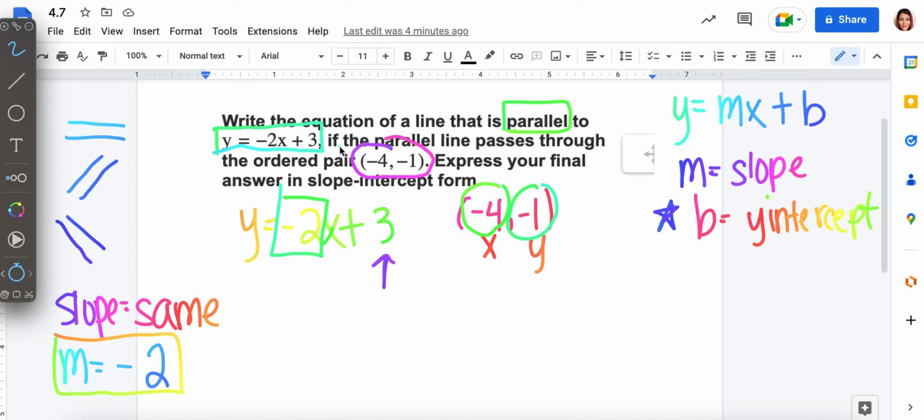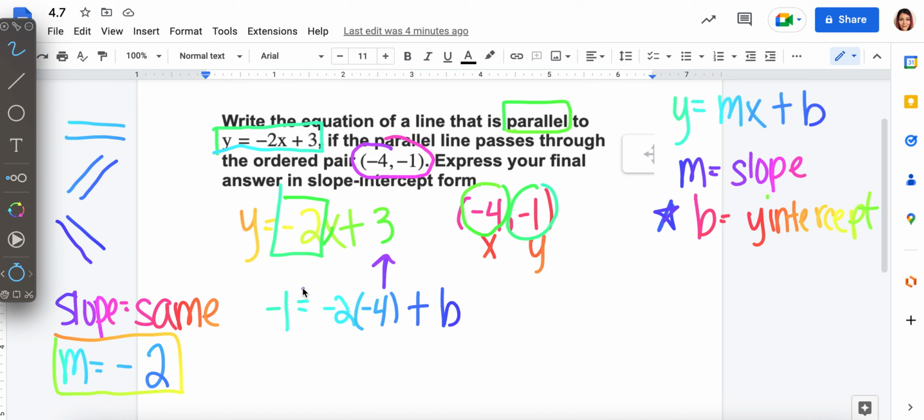Here's how you do it. We're going to substitute in what we know about y equals mx plus b. So instead of writing y, we're going to write -1 because that's our y coordinate value. And instead of writing m, which is our slope, we're going to write -2. And instead of writing x, we are going to write -4. And we don't know our y-intercept. That's what we're trying to figure out because to write in slope-intercept form, you have to know the slope and y-intercept. So we are going to solve this.